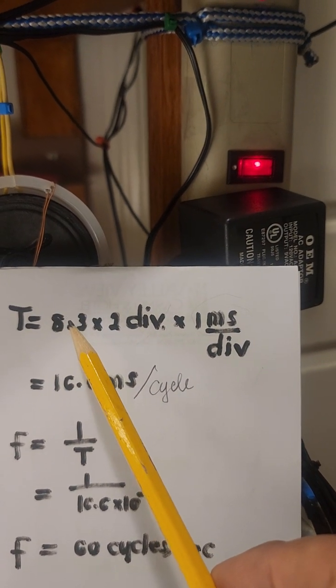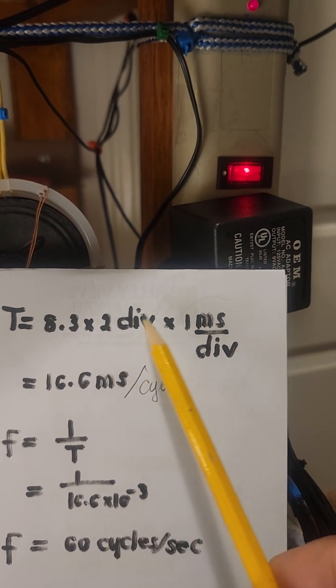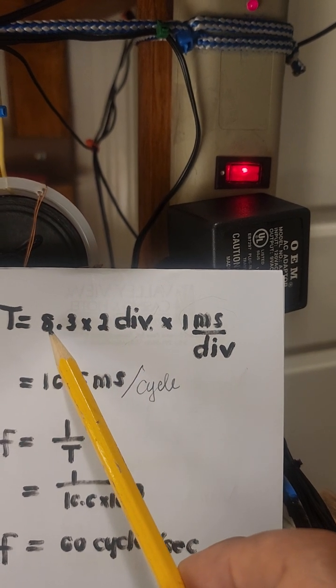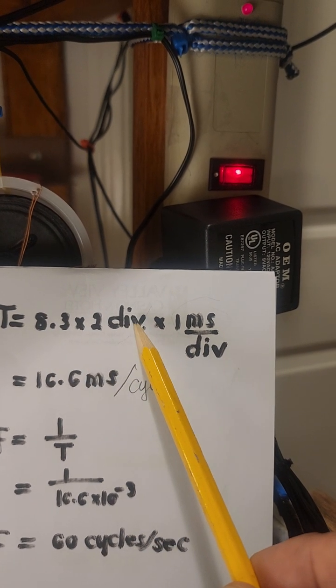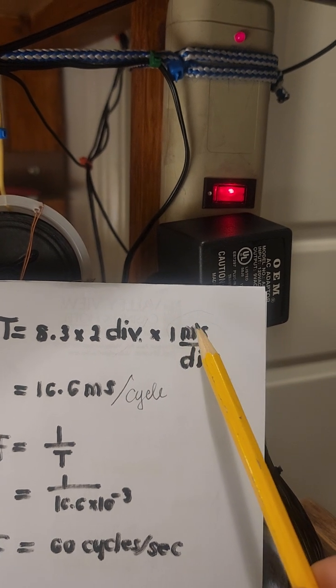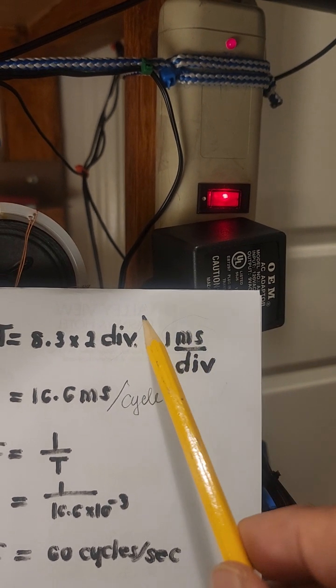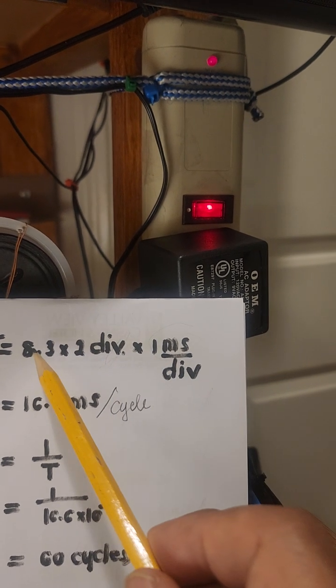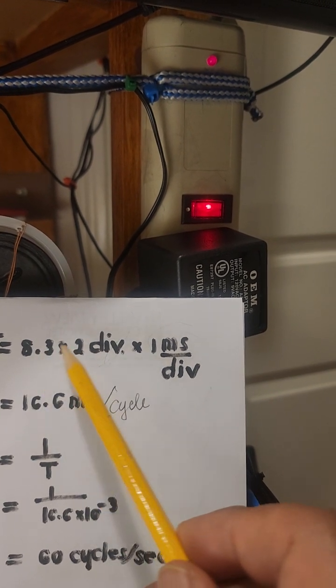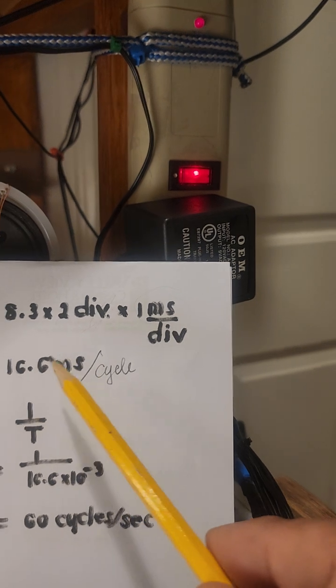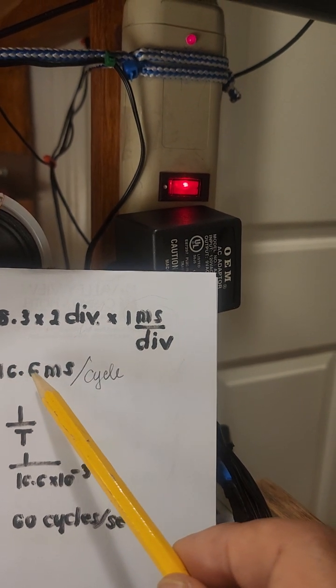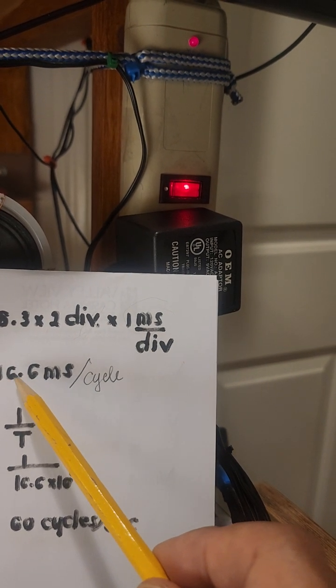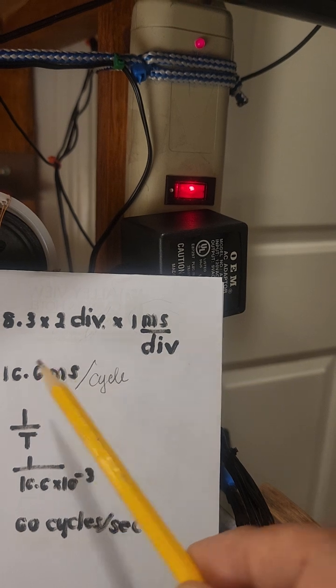8.3 divisions is a half cycle, so the whole cycle will be times 2. The total divisions will be 8.3 times 2 divisions. And the setting is actually 1 millisecond per division, like what I said, so the division here cancels with this. If we multiply 8.3 times 2 times 1 millisecond, the total number of milliseconds per cycle is actually 16.6.